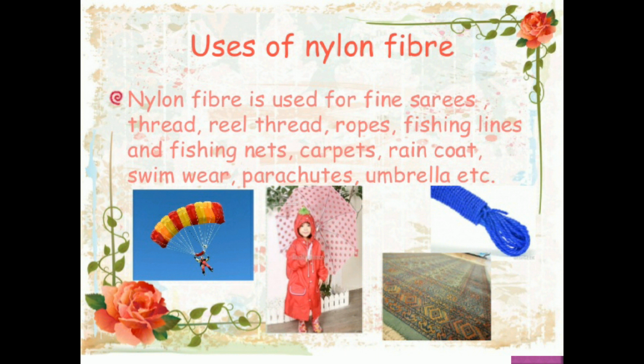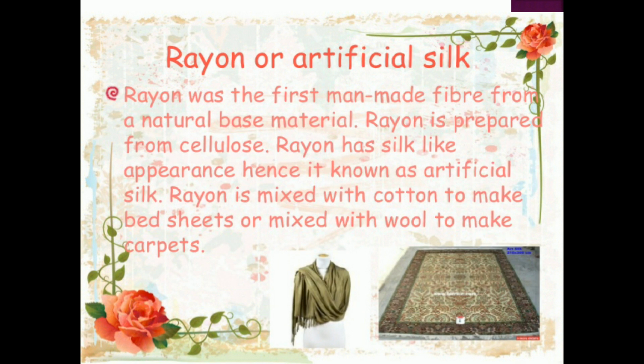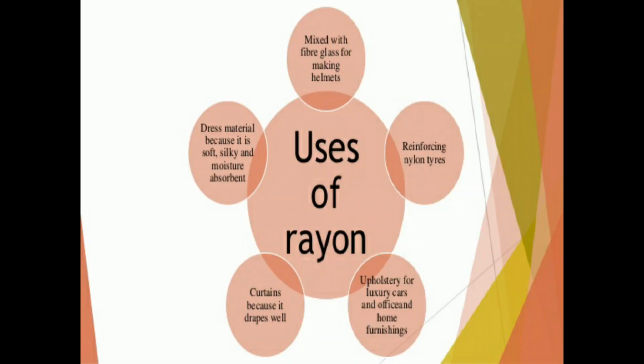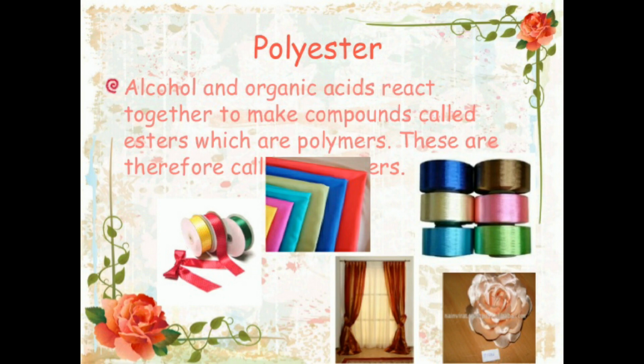Now, what is rayon? Rayon is the first man-made fiber from a natural base material. It is a fiber obtained from chemical treatment of wood pulp. Rayon is prepared from cellulose. Rayon has a silk-like appearance, hence it is known as artificial silk. What are the uses of rayon? It is used in making dress materials, curtains, and very often in home furnishing.